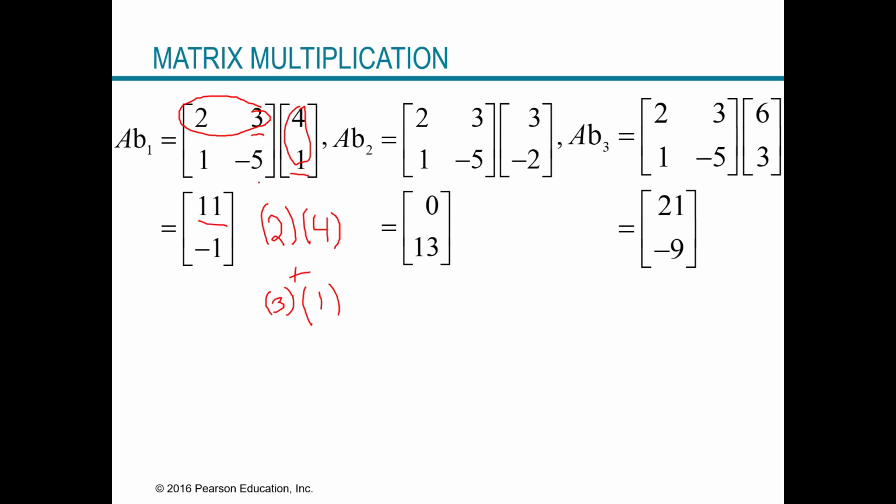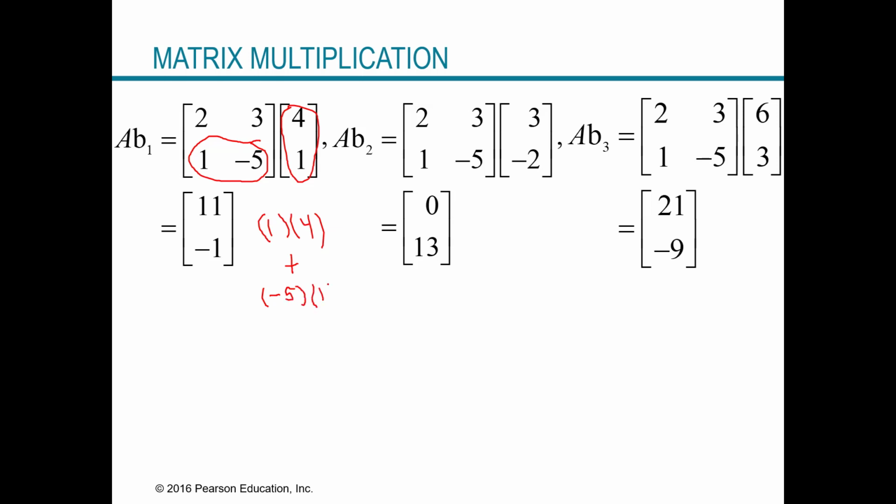Okay, so let's check and do it again real quick. See if you can understand how to get the negative 1 here. So we take row 2 times column 1, and we're going to say entry 1 of row 2 times entry 1 of column 1 plus entry 2 of row 2 times entry 2 of column 1. And so 4 plus negative 5, there's the negative 1. All right, and if you want to check your work, you can pause it and try it. For A times B2, you'll get 0, 13, and then A times B3, you'll get 21 and negative 9.